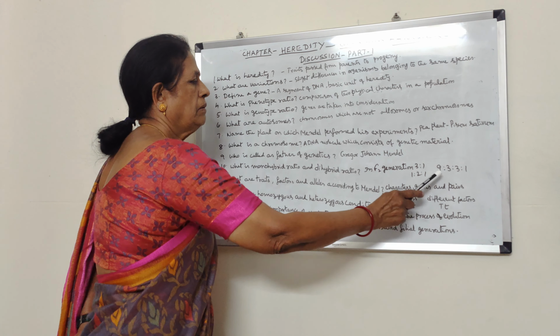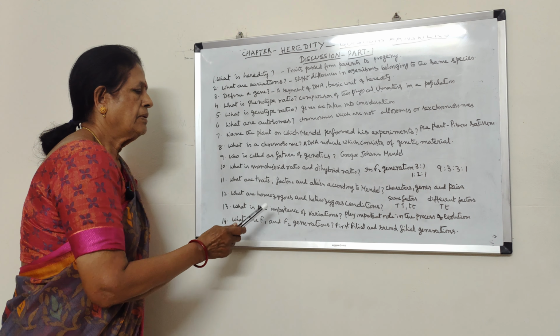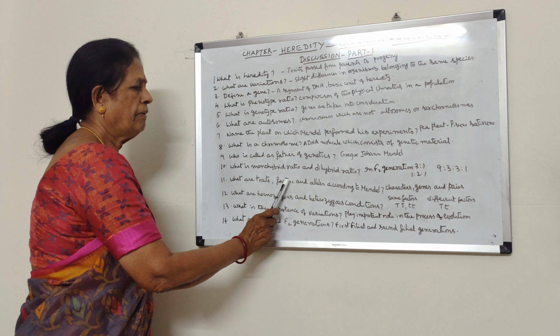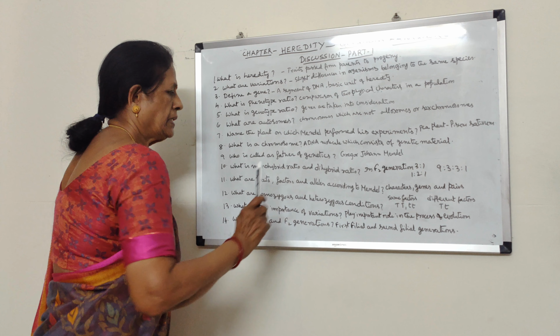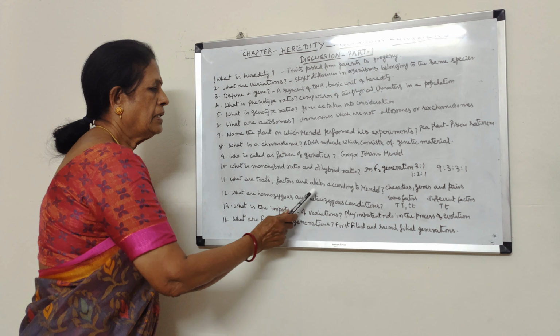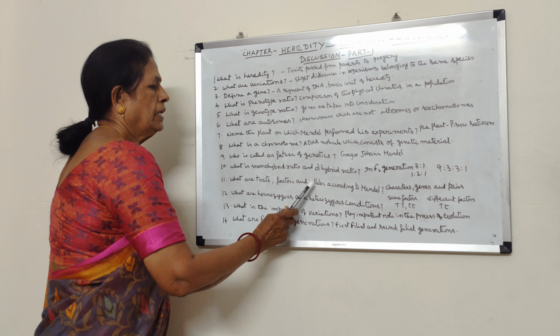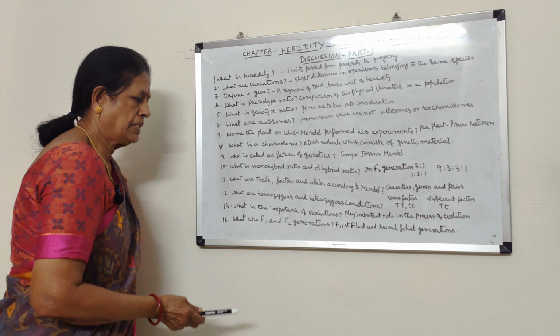Next, what are traits, factors, and alleles according to Mendel? When Mendel did his experiments, nothing was known about meiosis, genes, chromosomes, etc. That is why he gave certain names. Traits means characters, factors means genes, and alleles means pairs. He said that each trait is under the control of two genes, and he called them pairs, alleles.